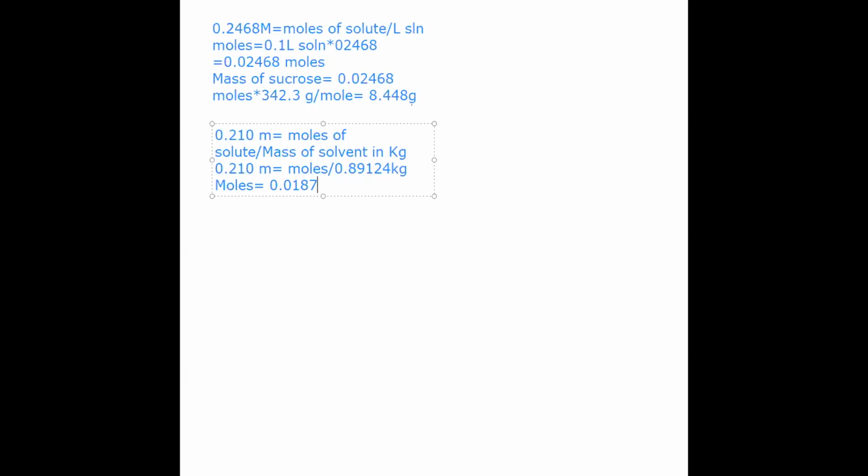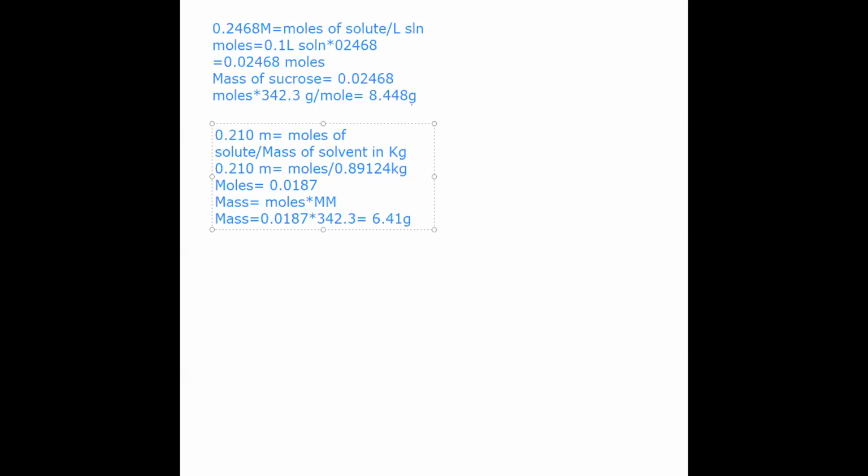Okay, so that means my moles will be 0.0187. And again, to arrive at the mass, I'll have to say mass is moles multiplied by molecular weight. We are using sucrose, so we have our moles here, 0.0187. We multiply by 342.3, and that should give us 6.41 grams. I hope you guys were able to follow the steps.